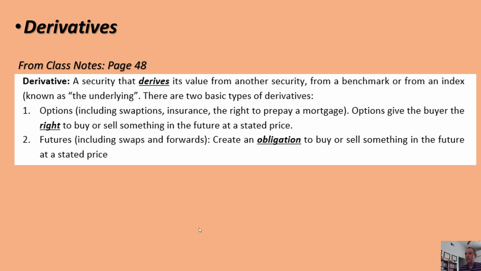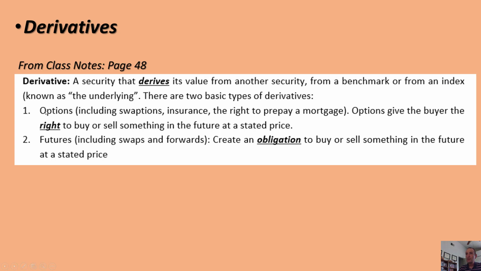So the nice thing about derivatives that makes it really simple is there's only two types of derivatives. The two types of derivatives are options and futures. And they have other terms besides that, but options and futures. So they both get their value from something else, that something else we call the underlying. So you can have an option on some underlying security or benchmark or index. You can have a futures on some underlying stock or benchmark or index.